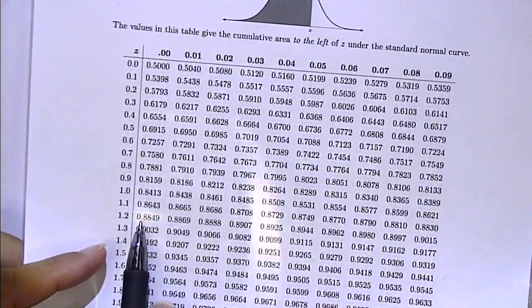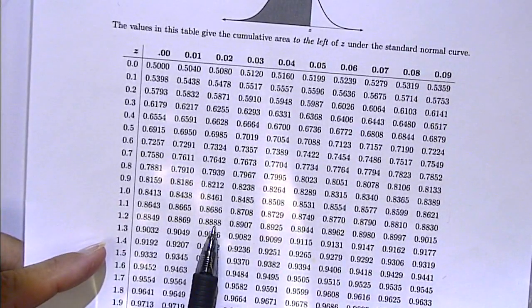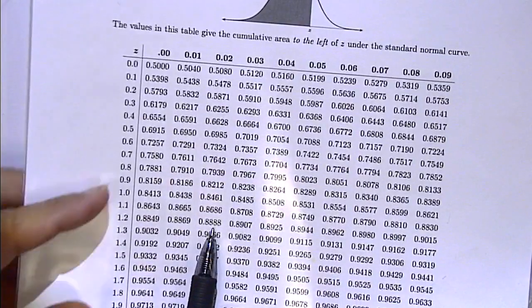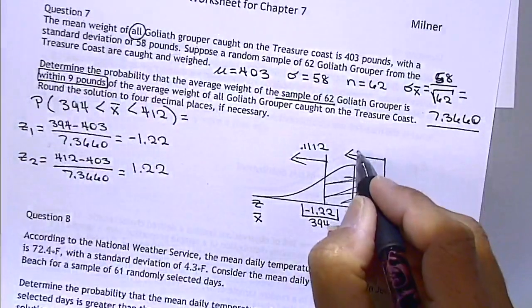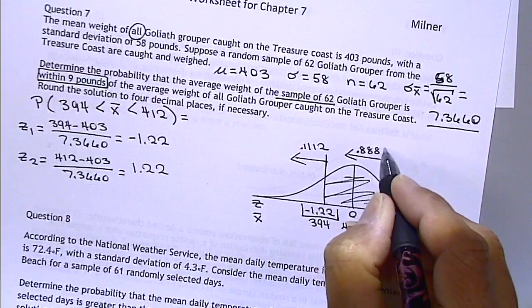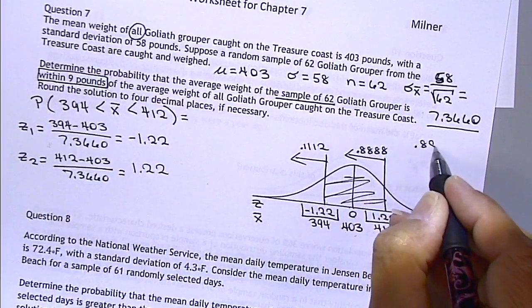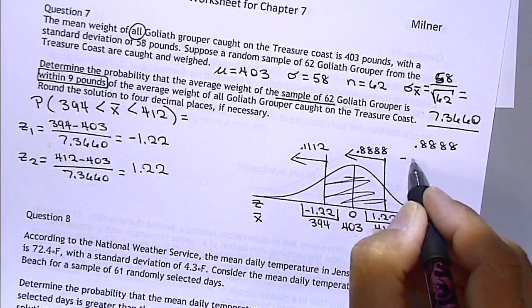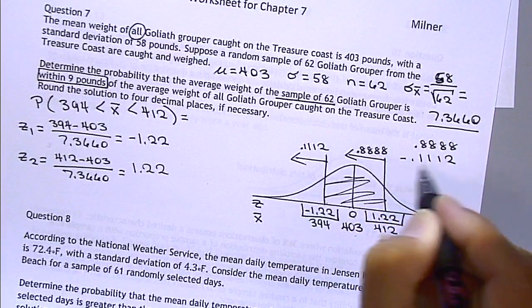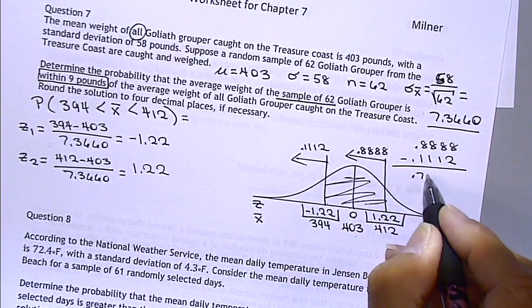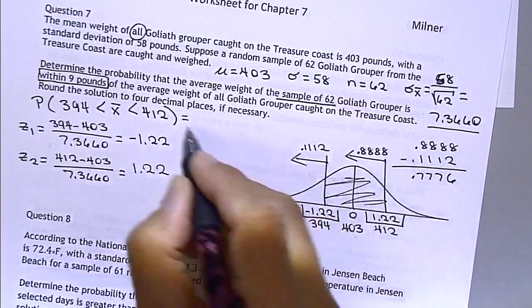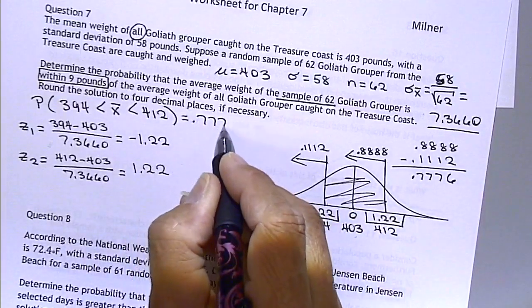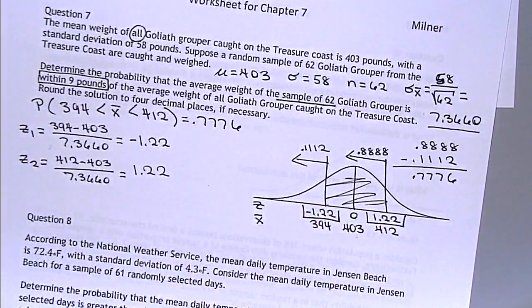I go to positive 1.22, and I get 0.8888. Did I say 8's enough? 0.8888. So I take that 0.8888, and I subtract that 0.1112, and I come up with 0.7776. That's my answer. Okay?